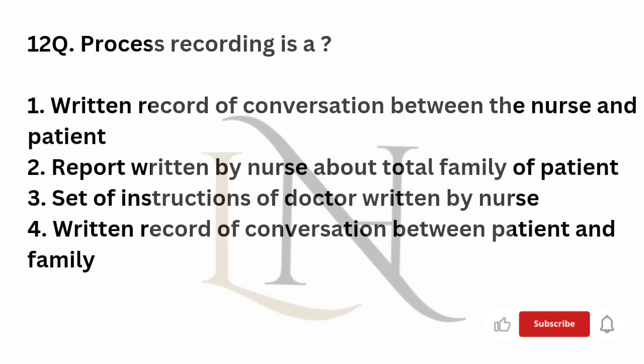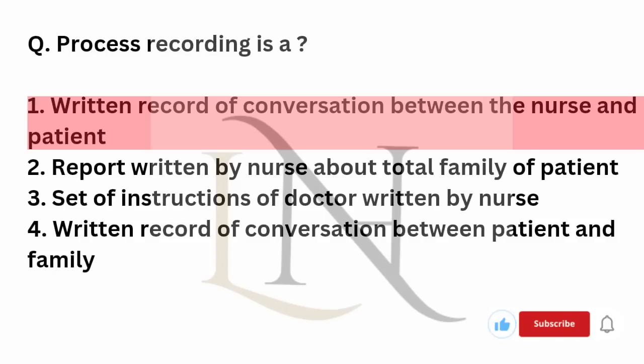Next, process recording is an option 1 written record of conversation between the nurse and patient, option 2 report written by nurse about total family of patient, option 3 set of instructions of doctor written by nurse, option 4 written record of conversation between patient and family. Answer is option 1, written record of conversation between the nurse and patient.